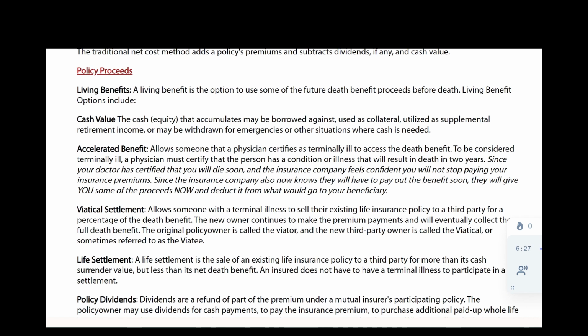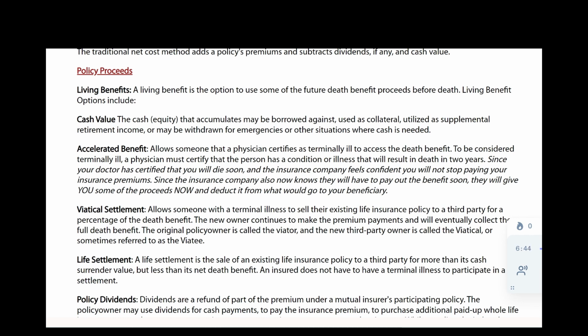Accelerated benefit allows someone that a physician certifies as terminally ill to access the death benefit. To be considered terminally ill, a physician must certify that the person has a condition or illness that will result in death in 2 years. Since your doctor has certified that you will die soon, the insurance company feels confident you will not stop paying your insurance premiums.